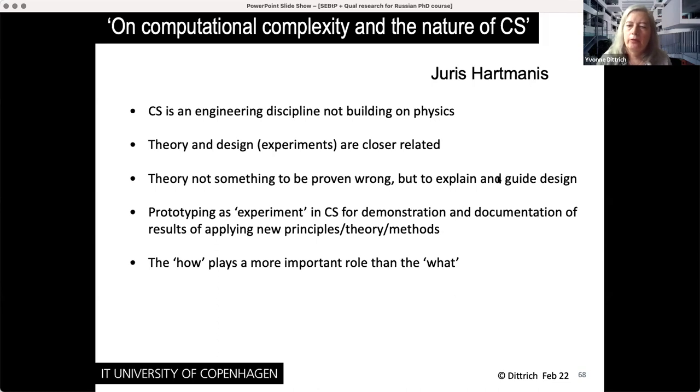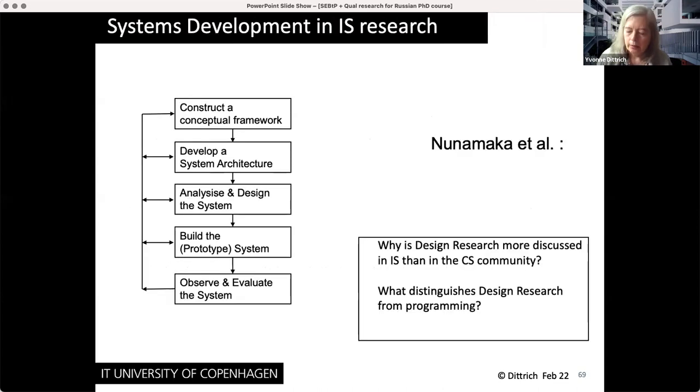And theory is not something to be proven wrong, but to explain and guide design. So the role of theory in software design is different. And the how plays a more important role than the what, because normally the means that we use, the what, we know, but it is about how we make that useful for implementing a specific functionality.